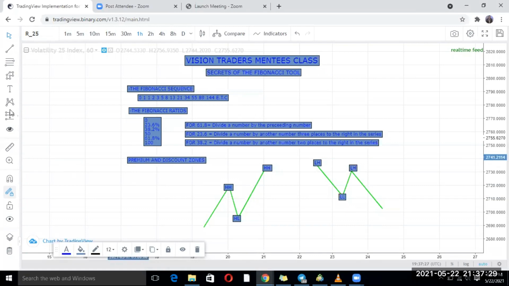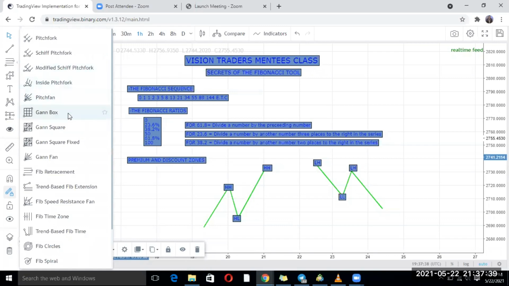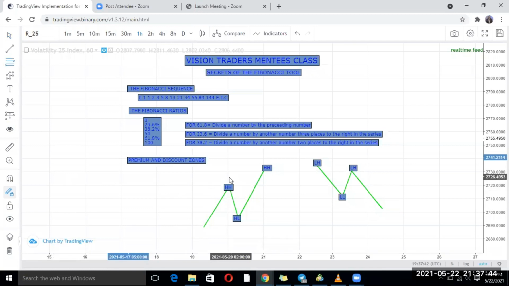Now let's go to it. Don't worry, I'll give you guys the settings on phone, so that won't be a problem. So now, let me pick this. This is the Fibonacci retracement.